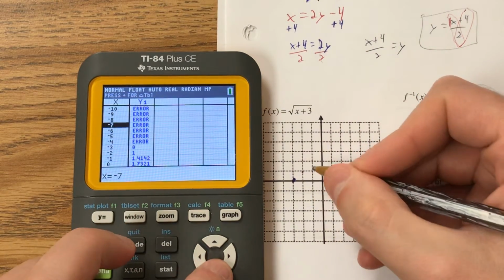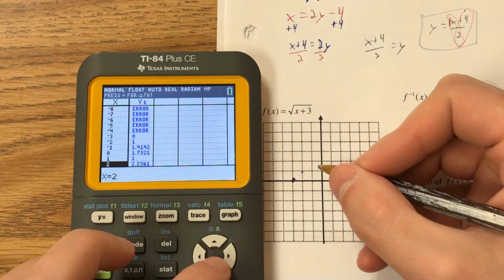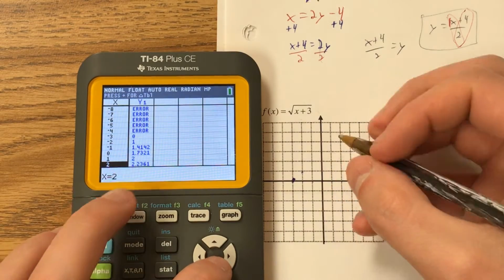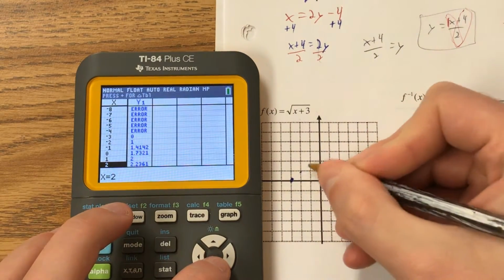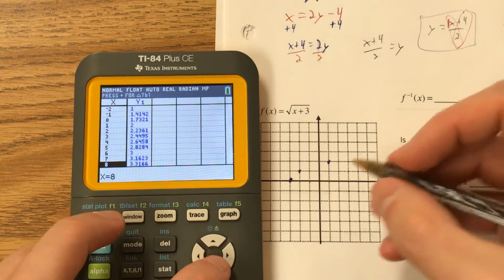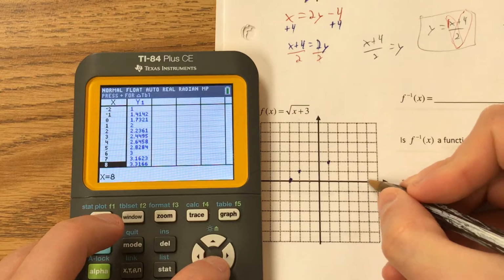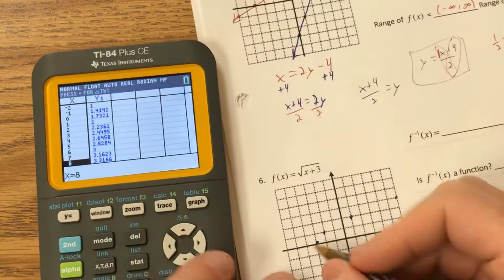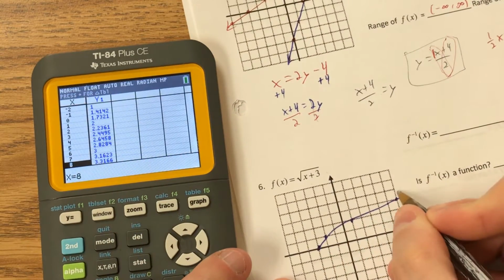-2, 1. Skip a few. 1, 2. Any others? 6, 3. 1, 2, 3, 4, 5, 6, 3. Yeah, and that's all that's going to be able to fit. So there we go.